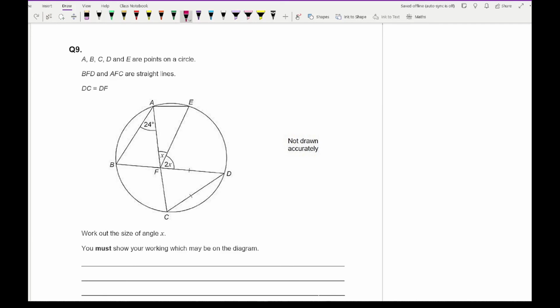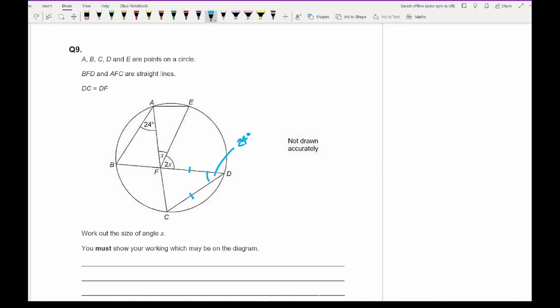So looking at this, I can see quite a few things cropping up. So let's have a look at noting what some of the statements are. We know that this here is an isosceles triangle, so DFC is an isosceles triangle. Now I can see a bow, so this angle here is going to be 24 degrees.